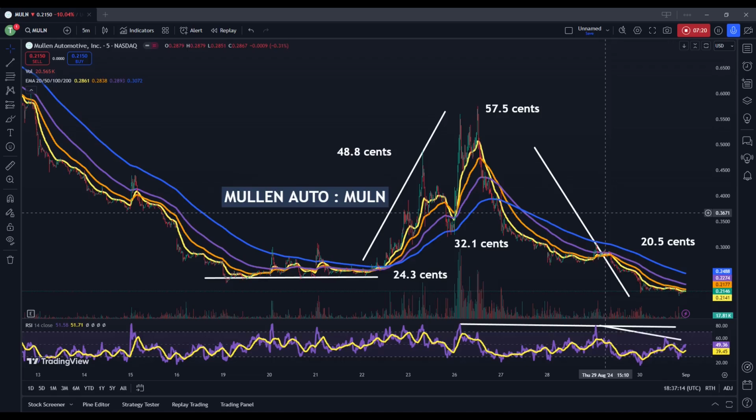I mean, this is a horror show. This is scary what I'm seeing here. Honestly, I'm terrified of this stock. So if that tells you anything.